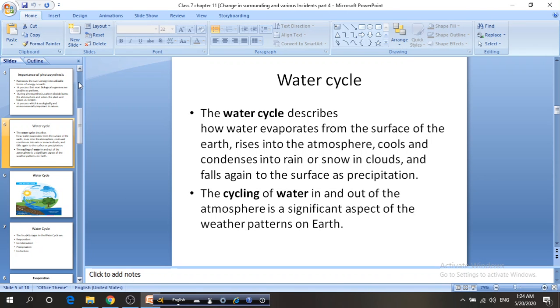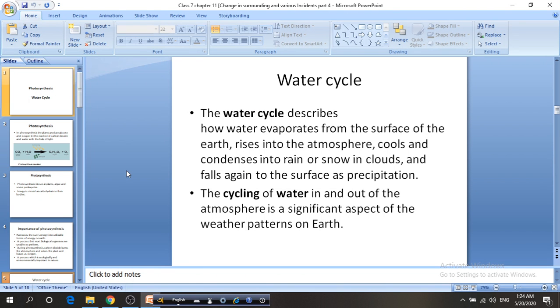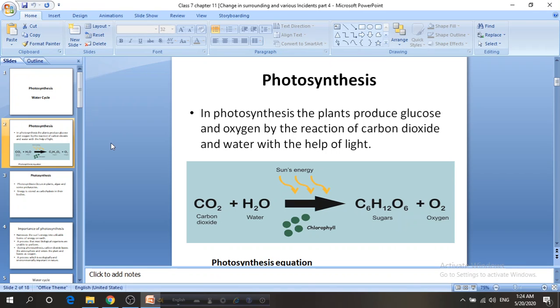Bismillahirrahmanirrahim. My dear students, today we are going to talk about one of the most important topics of science, that is photosynthesis. So what is photosynthesis?